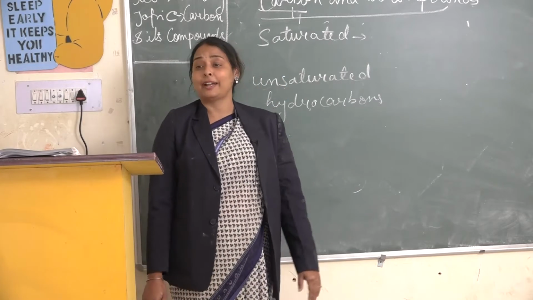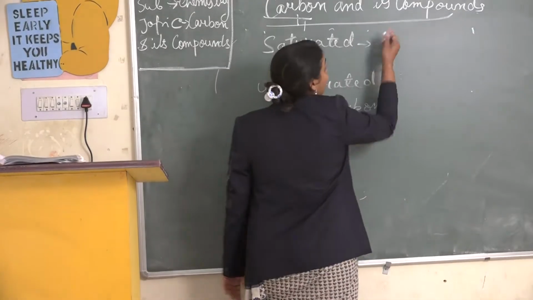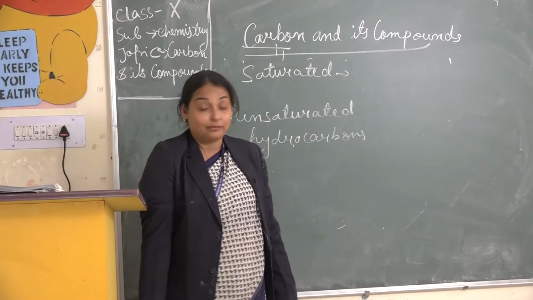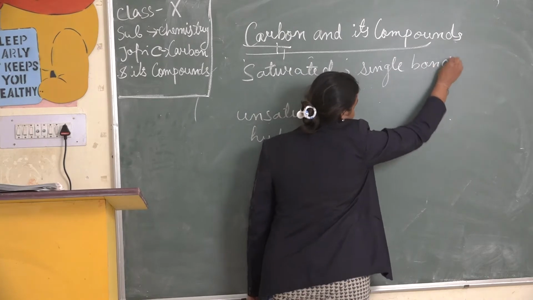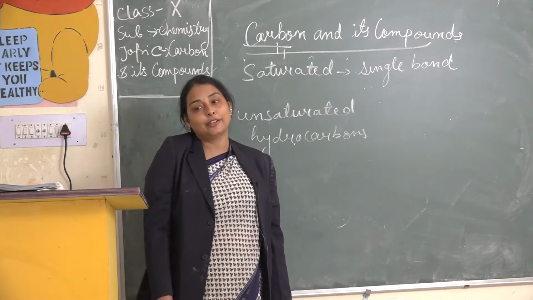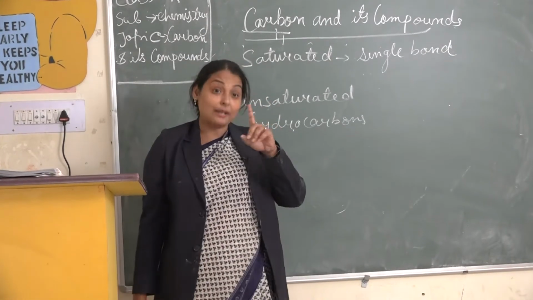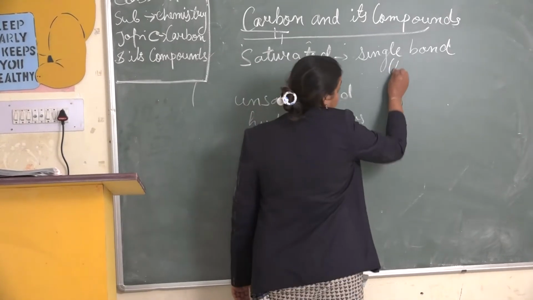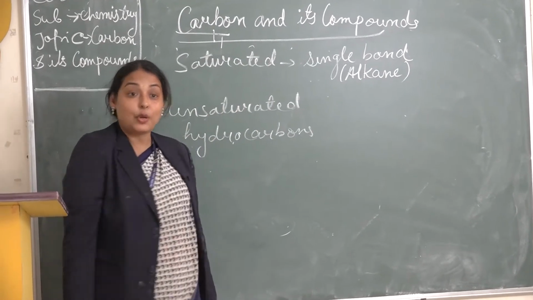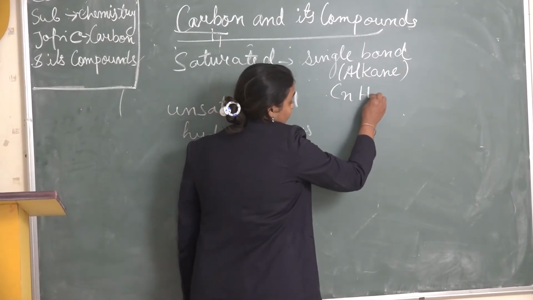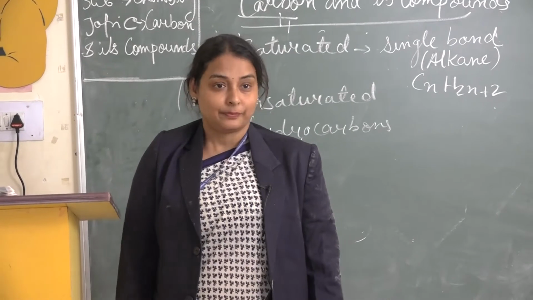Simple thing: saturated hydrocarbons are those where we have only a single bond, where only one bonding formation is there, and that we call alkane. The general formula of alkane is CnH2n+2, right?